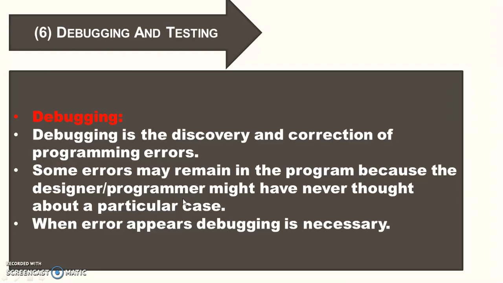But suppose the user gives one number like 5 and another number 0. That means you are dividing your number by 0. It will give you an exception, that means infinity. So this type of case should also be handled by the programmer. To fix this error, we need to debug our program.